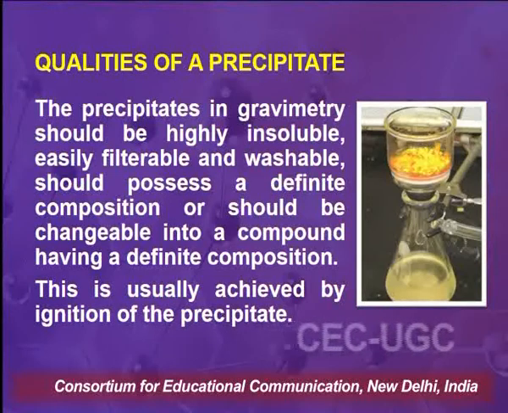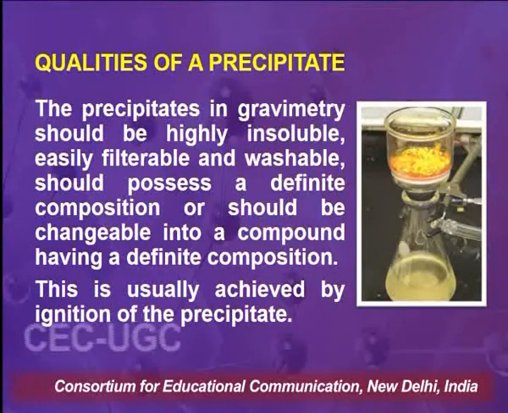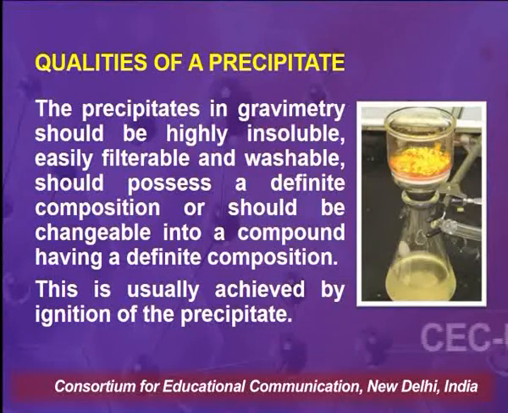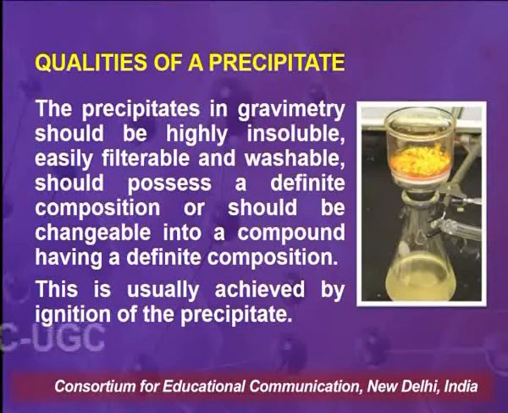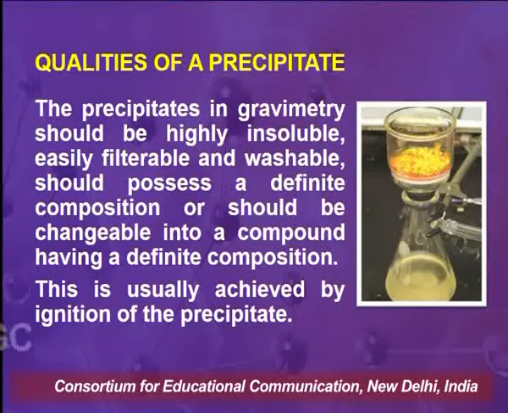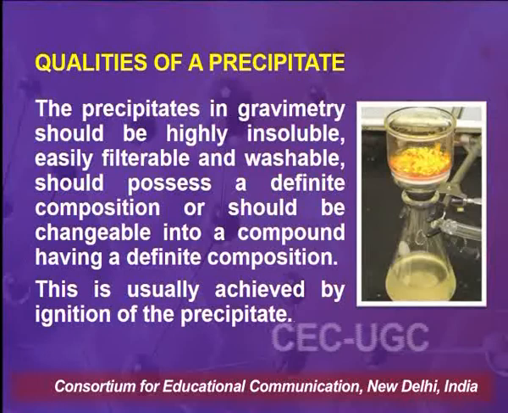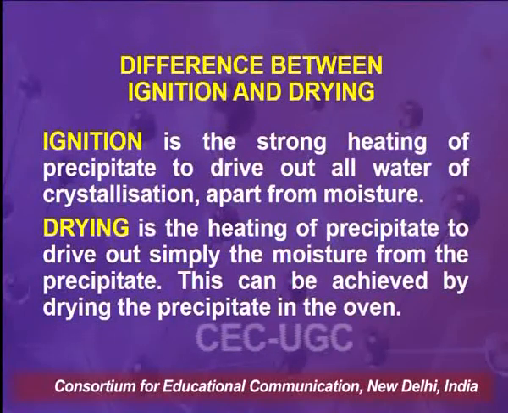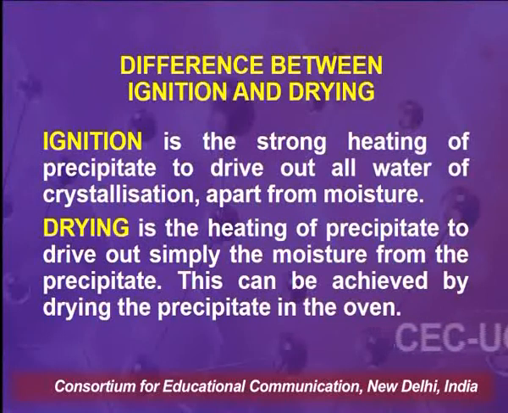These precipitates should be washable, that is, they can be washed and should not be soluble in the water solution, and should possess a definite composition. That means they should not change their composition upon heating, or they should be changeable into a compound having a definite composition so that they can be weighed easily. And this conversion of a precipitate into a compound having a definite composition is achieved by the ignition of the precipitate. So, what is the difference between ignition and drying is what we need to know after this.